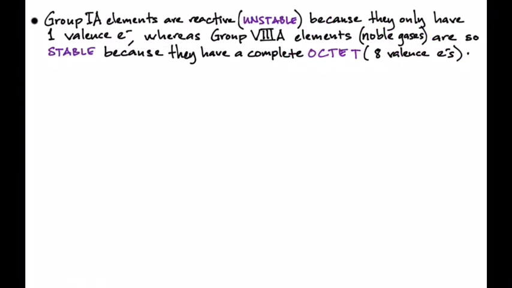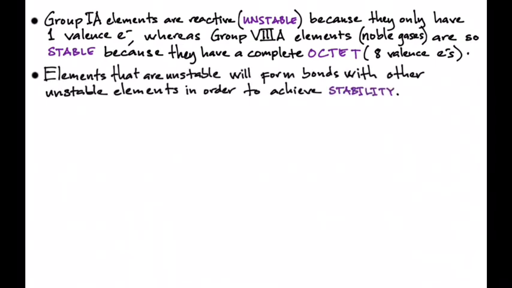So here's a few important points that you should remember before we move on to the next concept. Reactive metals are considered unstable because of the fact that they have less than 8 valence electrons. So they have an incomplete octet, whereas elements that are unreactive are considered stable because they have a complete octet, or 8 valence electrons. Those elements that are unstable will form bonds with other unstable elements in order to complete their octet and achieve stability, just like the noble gases.